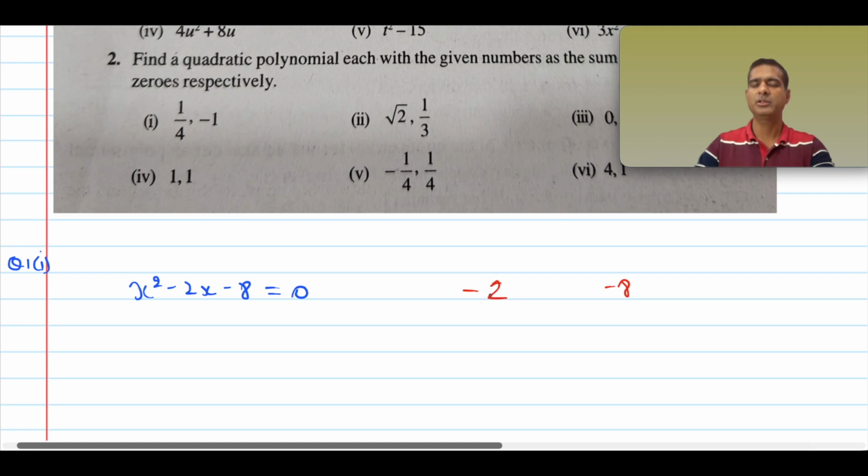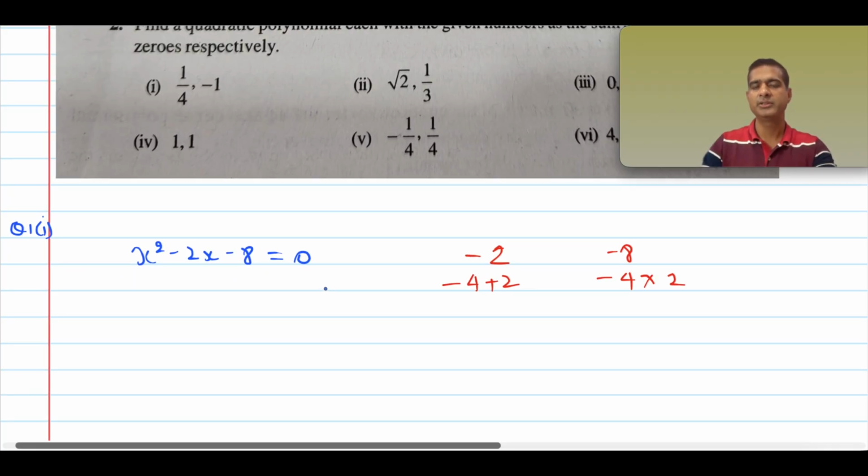So if I want the sum as negative 2, I can write it as negative 4 plus 2, and I know negative 4 into 2 will also be negative 8. So these two numbers satisfy our criteria. So we can use these two numbers to factorize this quadratic polynomial.